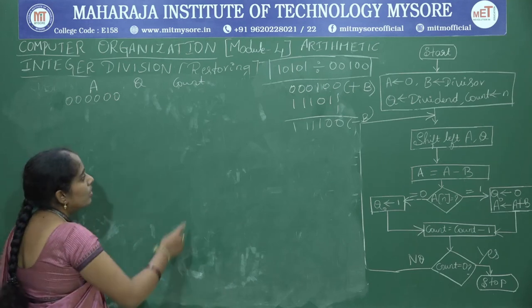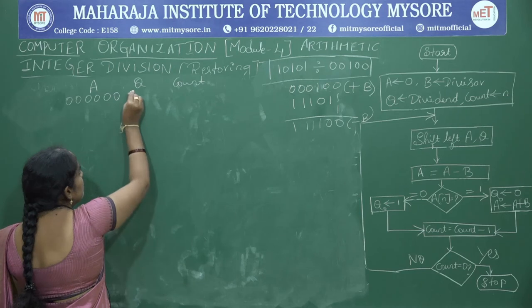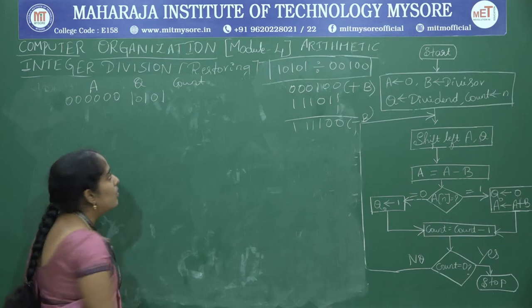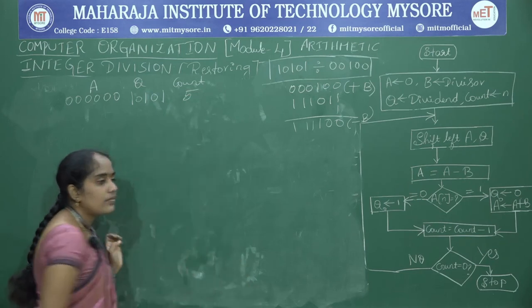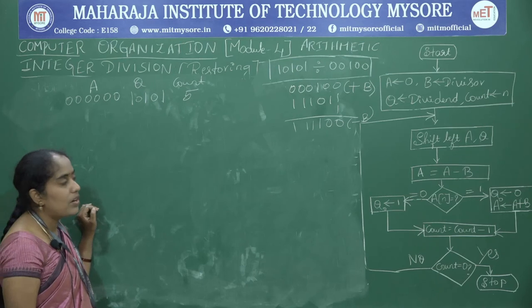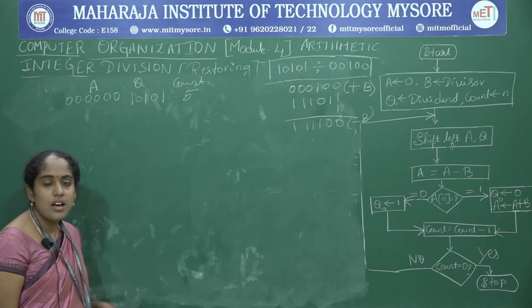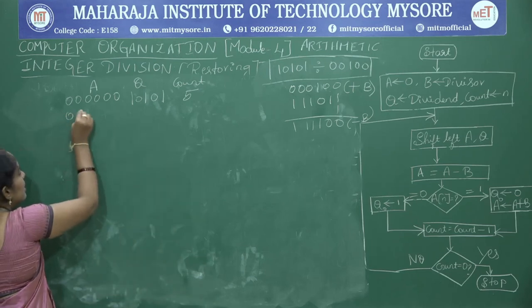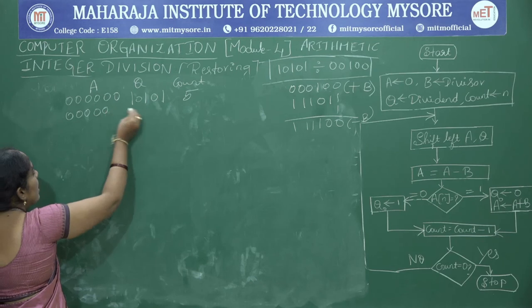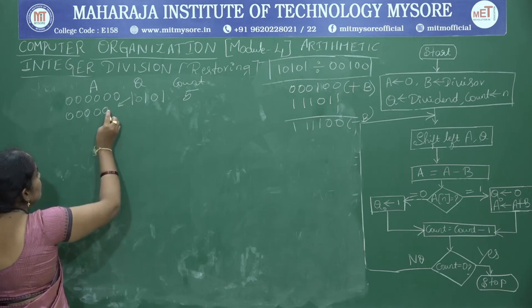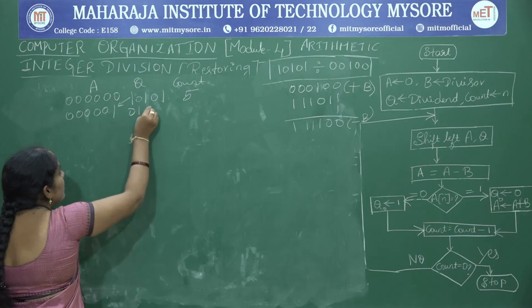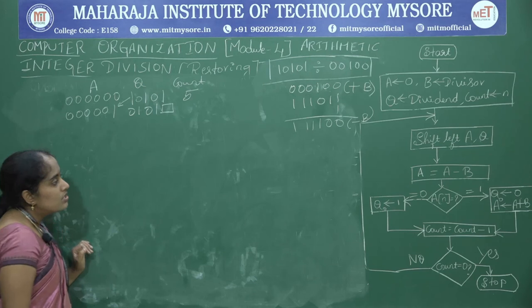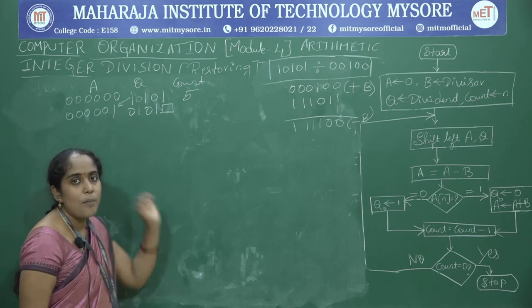Okay, now Q is the dividend. So that is nothing but 1 0 1 0 1. So it is a count value, it is 5. Okay. Now what is the next step? Yes, initialization part is over. So shift left. Okay. So shift left is 0 0 0 0 0 and this will shifted here 1 0 1 0 1 and blank. Okay. So it is the next step. A is equal to A minus B.